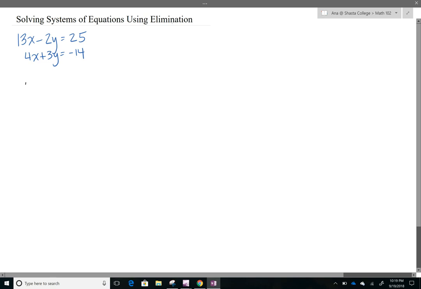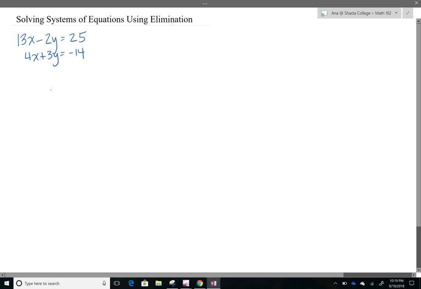So I'm analyzing. Do I want to look at my 4 and my 13 to make them some common number, or do I want to look at negative 2 and 3? My brain works a lot better with negative 2 and 3 than it does with 13 and 4. So I know that both 2 and 3 go into 6. And the nice thing is that my signs are already opposite, so I'm good to go.